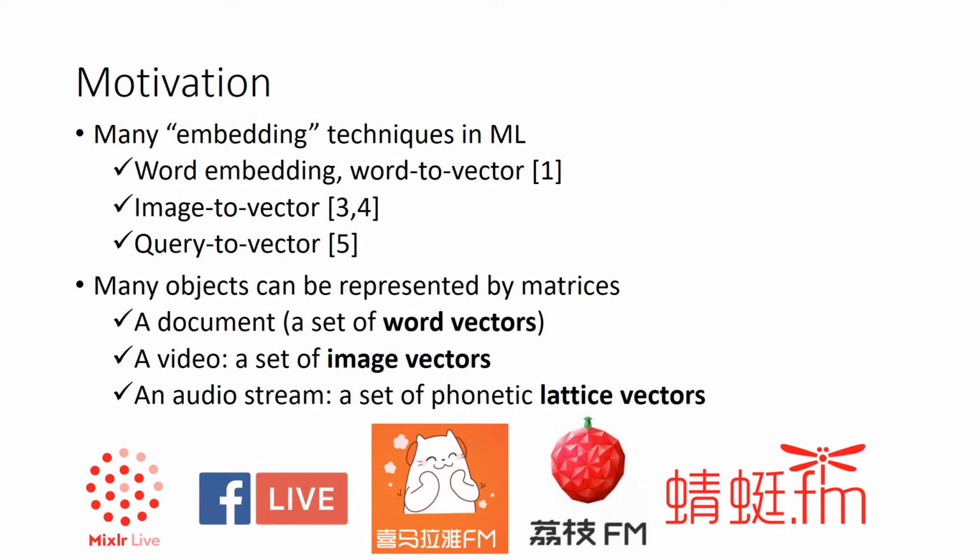Okay, why do we want to do matrix retrieval? These days there are many embedding techniques in machine learning. For example, word to vectors, image to vectors, and queries to vectors. As you can imagine, many objects can be converted to vectors. And many objects can be represented by matrix. Basically, a matrix is a set of vectors.